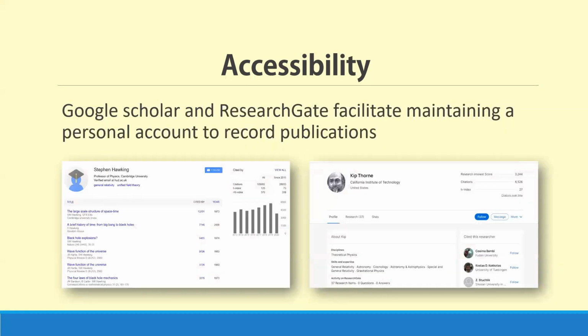You can have your own Google Scholar profile and ResearchGate profile. In Google Scholar, you can have all your publications listed for other people to see. And if your research article gets referred to by someone else, that information will also appear here. You can see the Google Scholar profile of Stephen Hawking, and on the right, the ResearchGate profile of Kip Thorne, well-renowned scientists. As a researcher, this is the best way to show your contribution and the impact of your contribution to the scientific world.